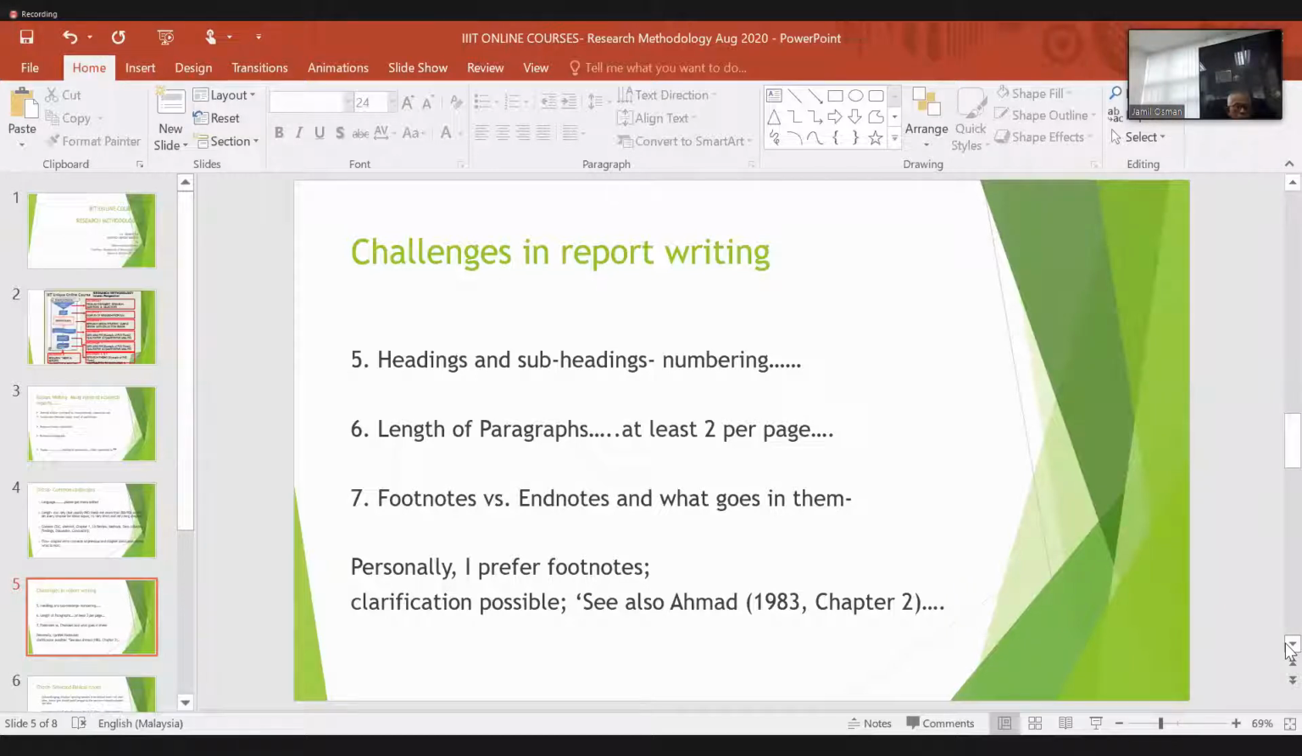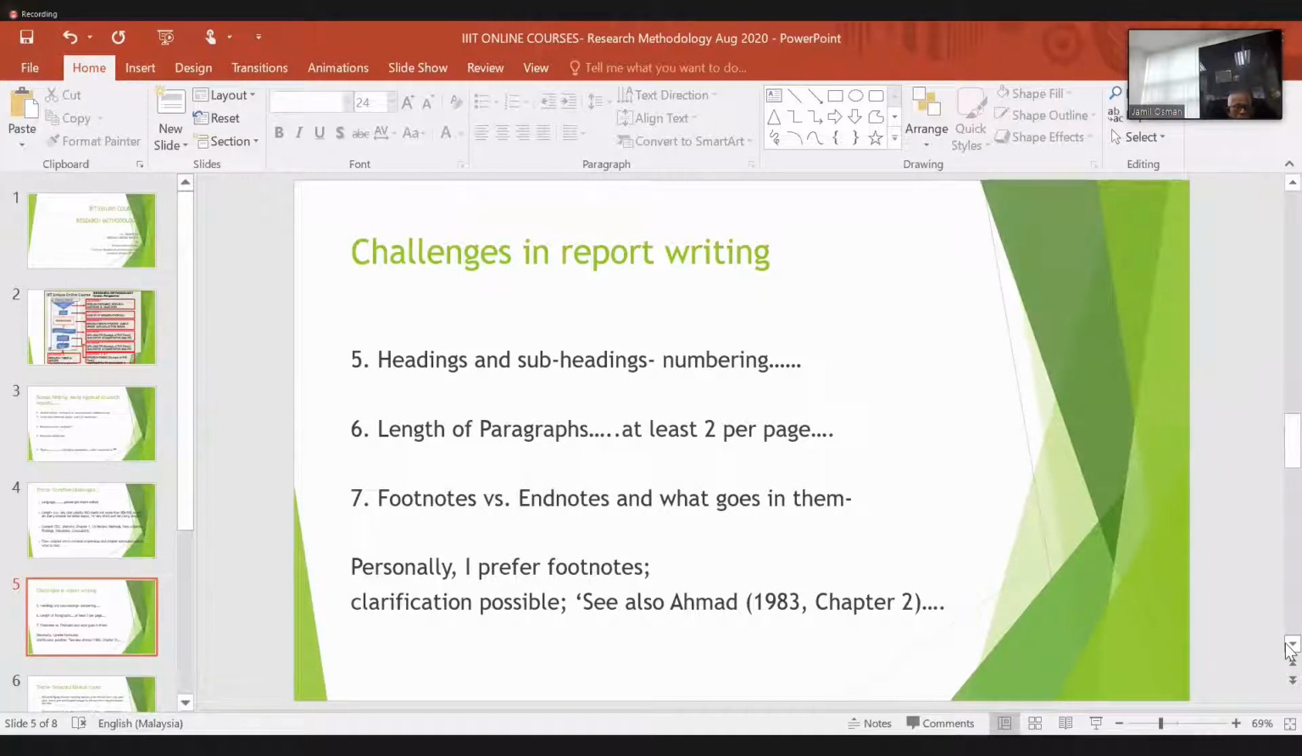Now, what is it that you put in the footnotes? Clarification of a certain point that you made earlier, or sometimes a certain point needs to be elaborated, and therefore you want to tell somebody, look at this text. Yeah, so see also Ahmad, 1983, chapter 2. So that is what goes into footnotes.